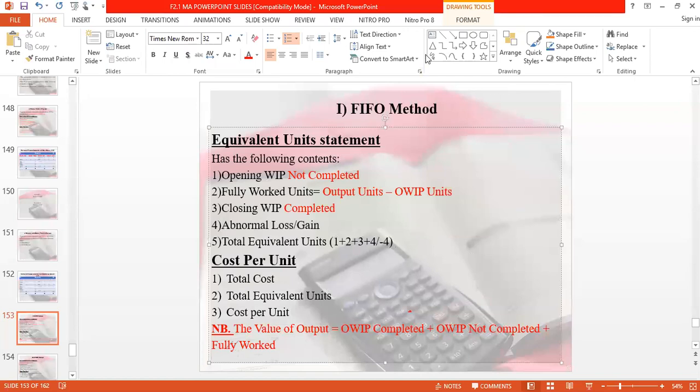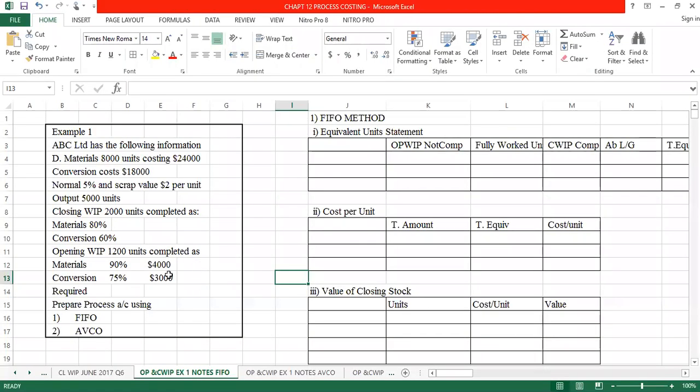So let's go to an example in the notes, and then maybe one example in the past papers. Please take your time to read this. Read it at least twice.